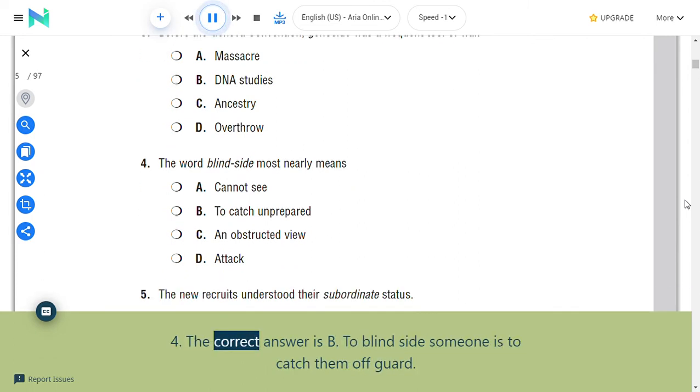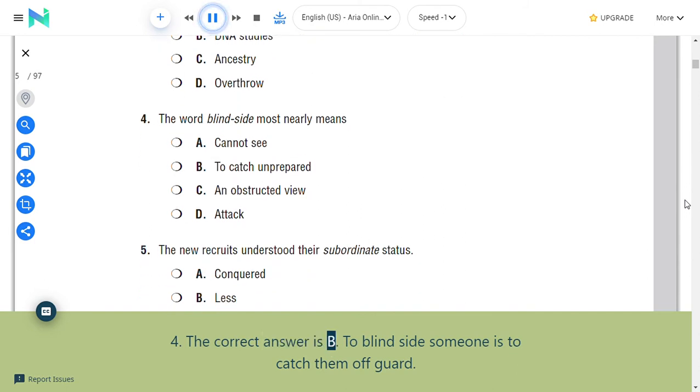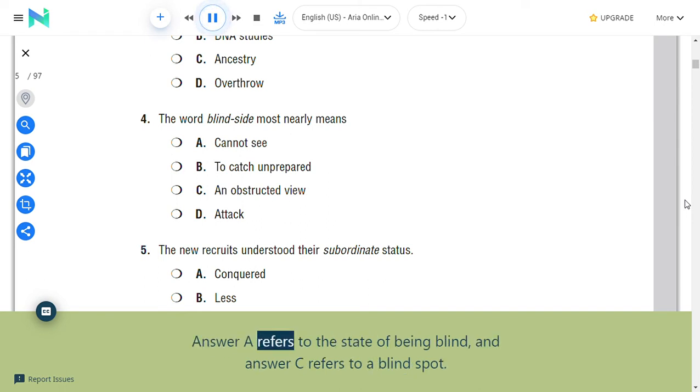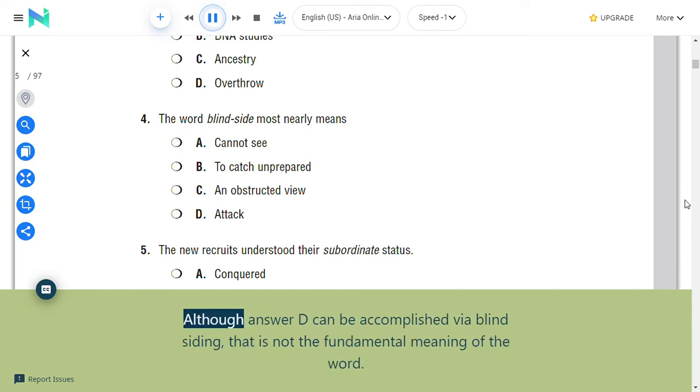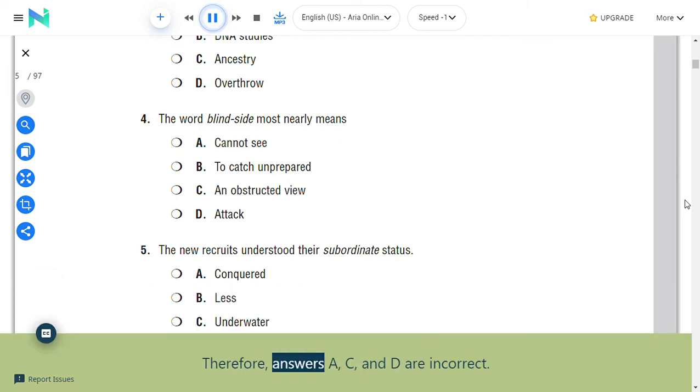4. The correct answer is B. To blindside someone is to catch them off guard. Answer A refers to the state of being blind, and answer C refers to a blind spot. Although answer D can be accomplished via blindsiding, that is not the fundamental meaning of the word. Therefore, answers A, C, and D are incorrect.